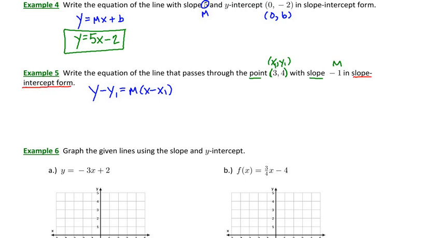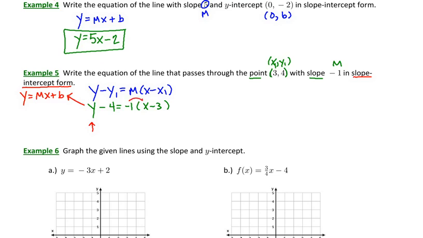Once we have that taken care of, then we'll translate this to the new form, which we're calling slope-intercept form. So let's plug in our information. y1 is 4, m is negative 1, and x1 is 3. So there's our point-slope form. Now we're going to translate this to slope-intercept form. As a reminder, slope-intercept form is y equals mx plus b. So to get from our point-slope form to slope-intercept form, we just need to isolate y. We want to get y by itself.